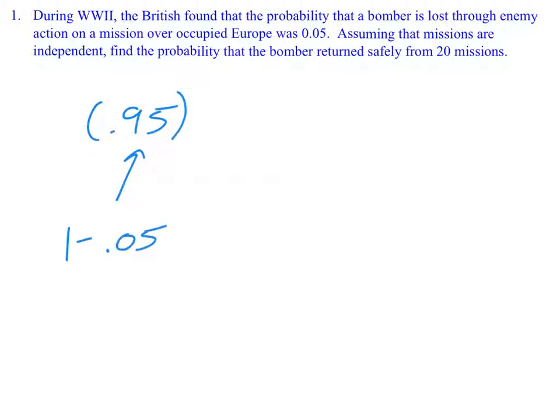So what we would need here is we can just multiply that 20 times over because of the independence. We're saying that on any given mission they go out, the return rate is 95%. So the odds they would return safely from 20 consecutive missions would be about 0.358.